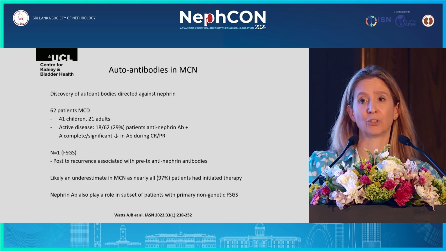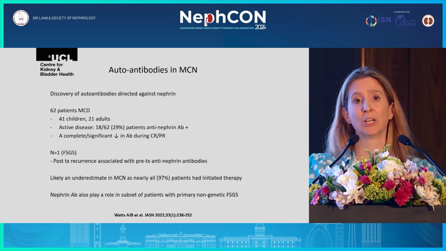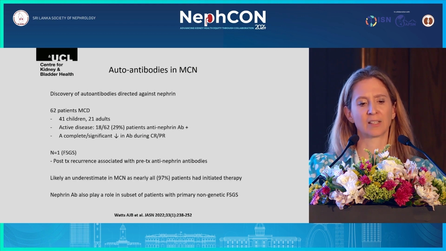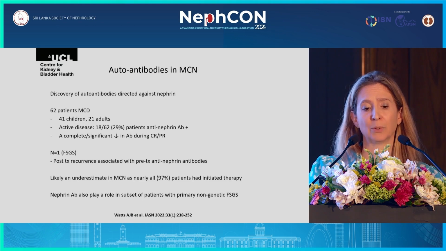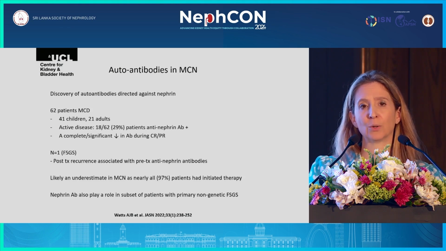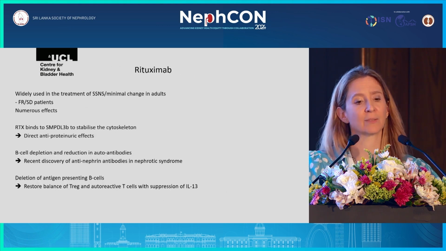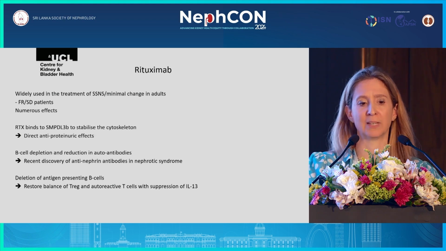This paper also showed high levels of antibody pre-transplant in the patient with FSGS who went on to have prompt transplant recurrence. This study concluded slightly an underestimate of the prevalence of autoantibody in patients with membranous, as nearly all these patients had initiated treatment, and nephrin antibody may also have a role in a proportion of patients with primary non-genetic FSGS. So rituximab is widely used in the treatment of patients with steroid-sensitive nephrotic syndrome or minimal change.